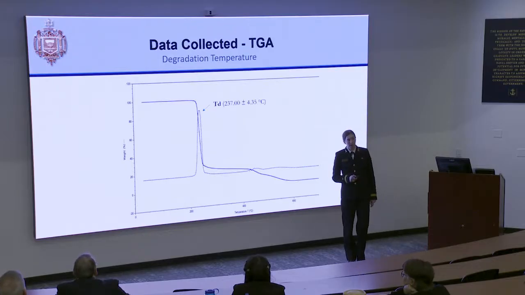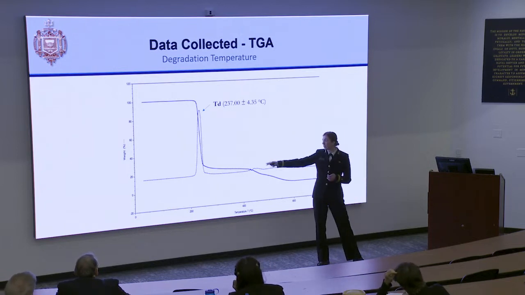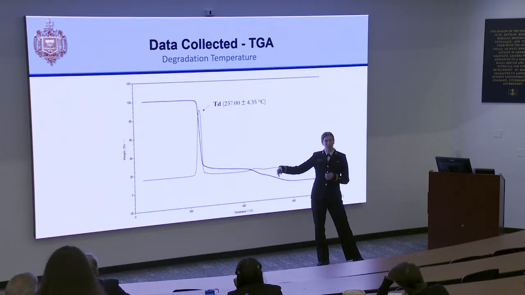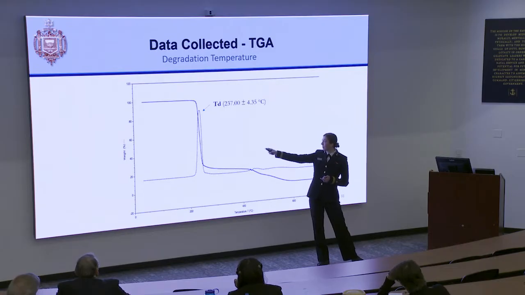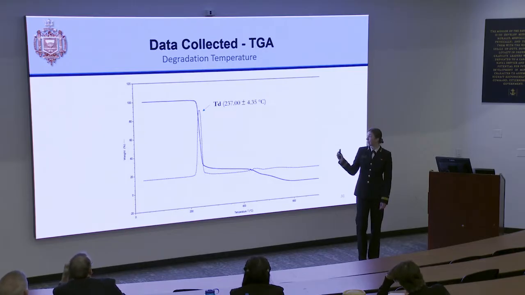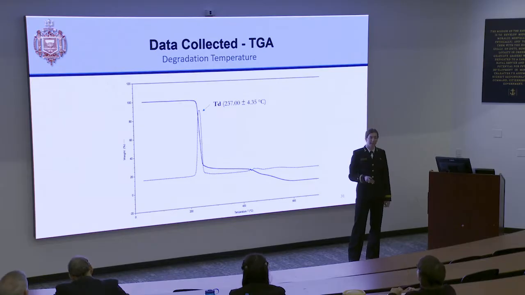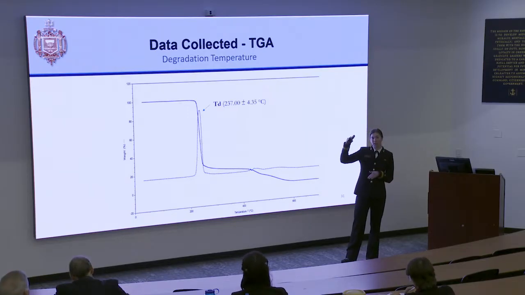Next is thermogravimetric analysis. So in this, the sample is heated up, and when we see a sharp decrease in weight, that is when the polymer degrades. So at the point of inflection, we can determine the temperature at which the polymer degrades. So we know that we cannot exceed 237 degrees Celsius without the polymer degrading. So that is our ceiling in terms of temperature.